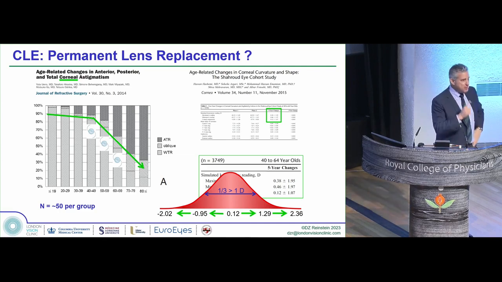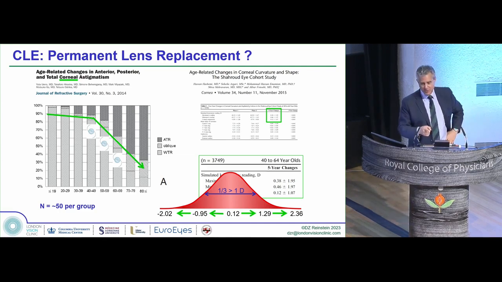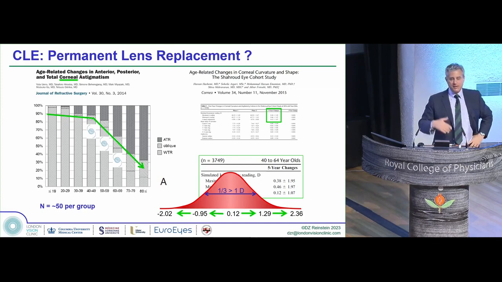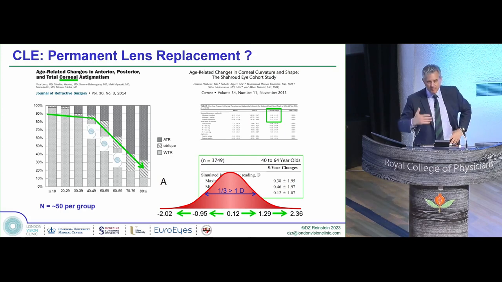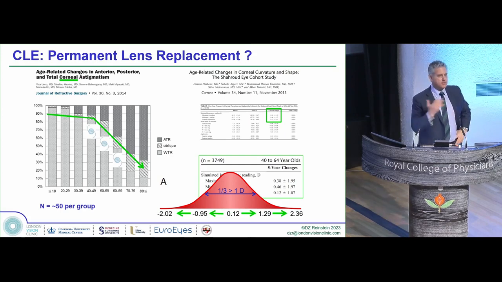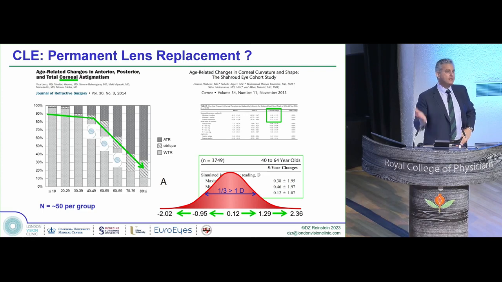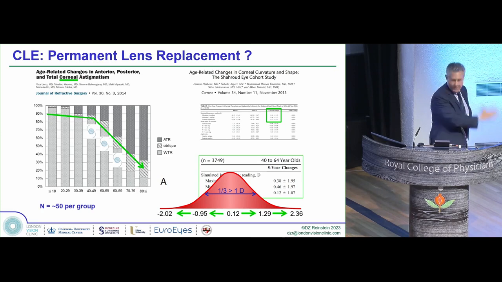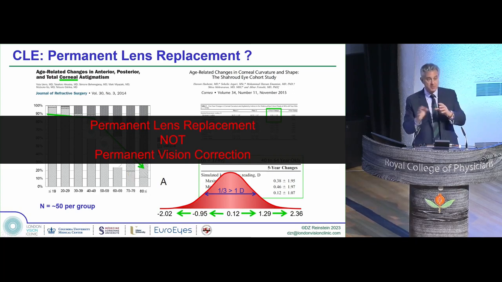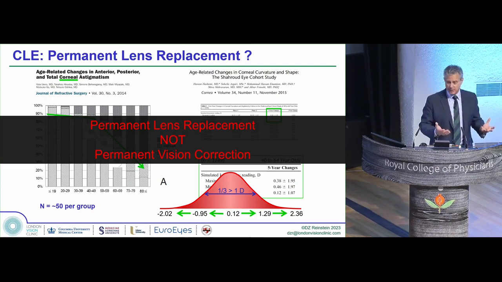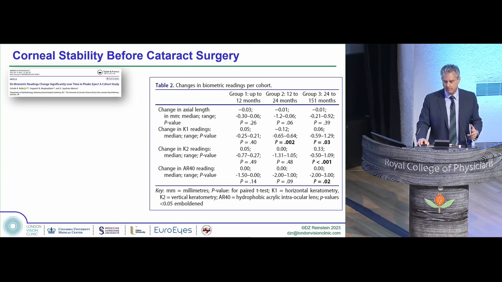That means that 30% of the eyes that have a clear lens exchange in that age group, in 5 years' time, will have enough CIL that will reduce the effectiveness of the diffractive optics, and they'll need a laser enhancement. So why not just start with laser? I'm making this case, but permanent lens replacement is a very clever term. I love it because it sounds like permanent vision correction, but it is not permanent vision correction.